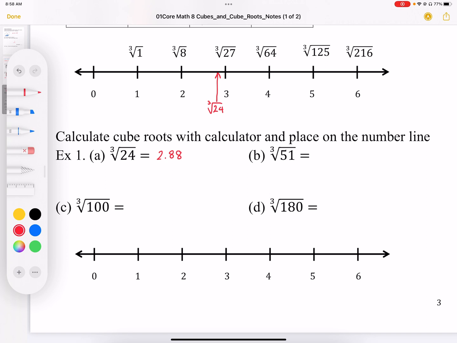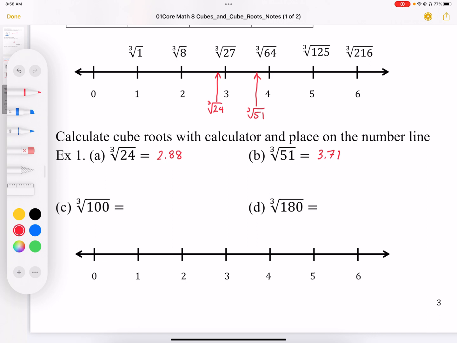So do that again. Find that for the cube root of 51. We should expect the cube root of 51 to be somewhere in between here. When we do that on our calculator, the cube root of 51 ends up being 3.708. I'm going to round that to 3.71. And indeed, it is somewhere in between the cube roots of 27 and 64. Again, make sure you put the little 3 there to indicate cube root.